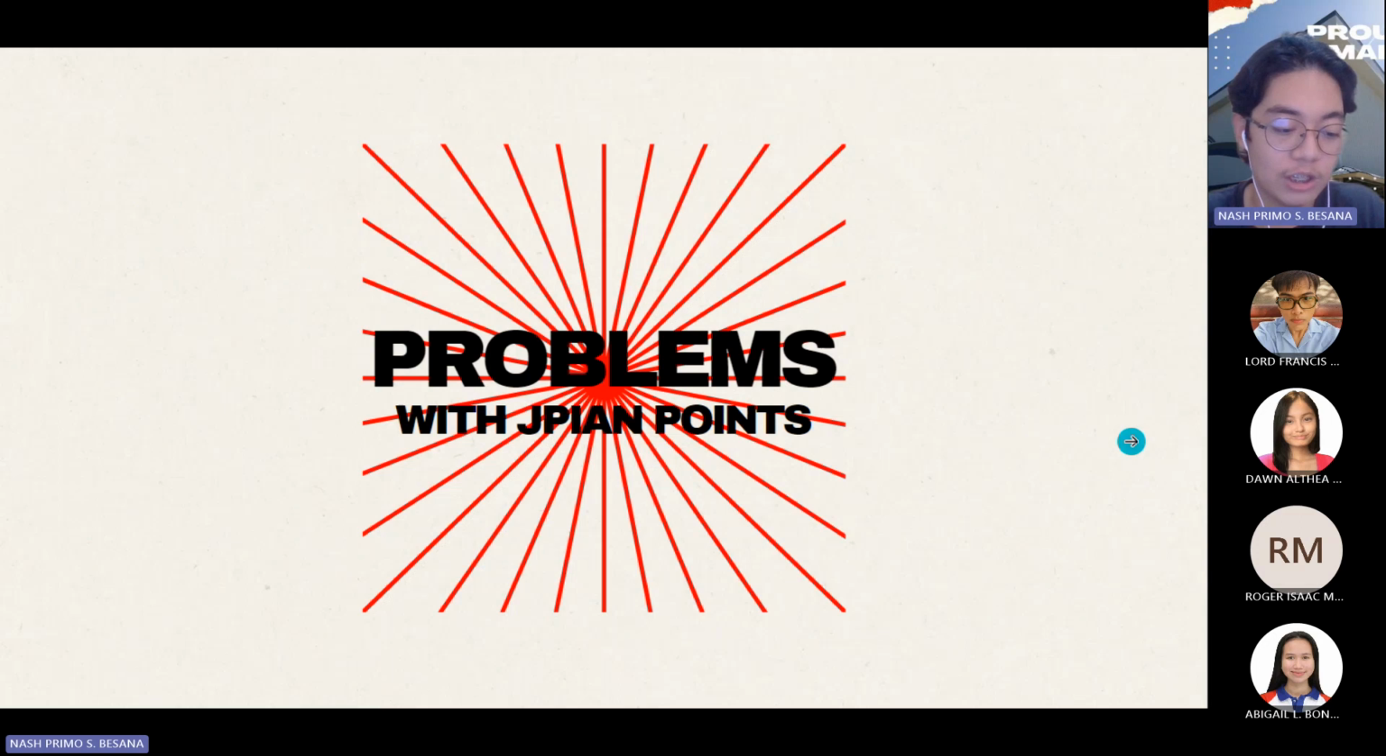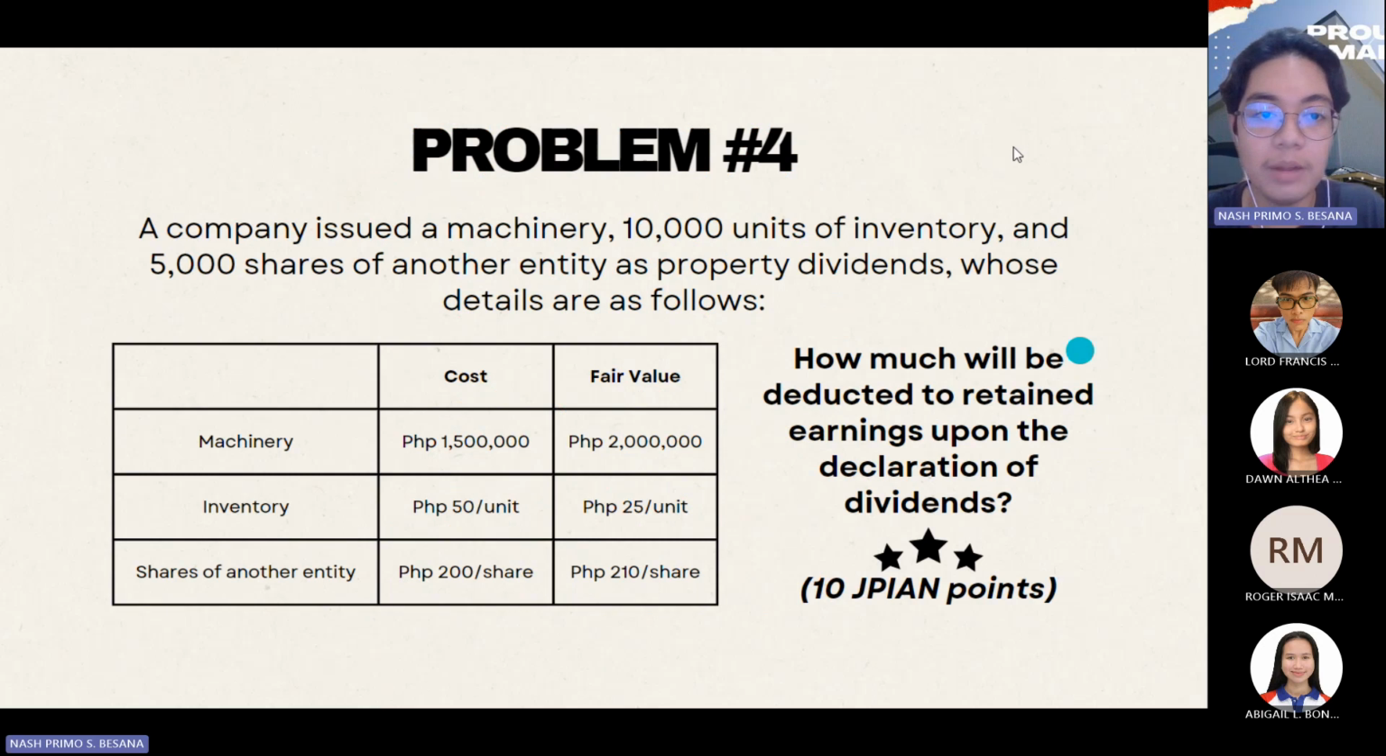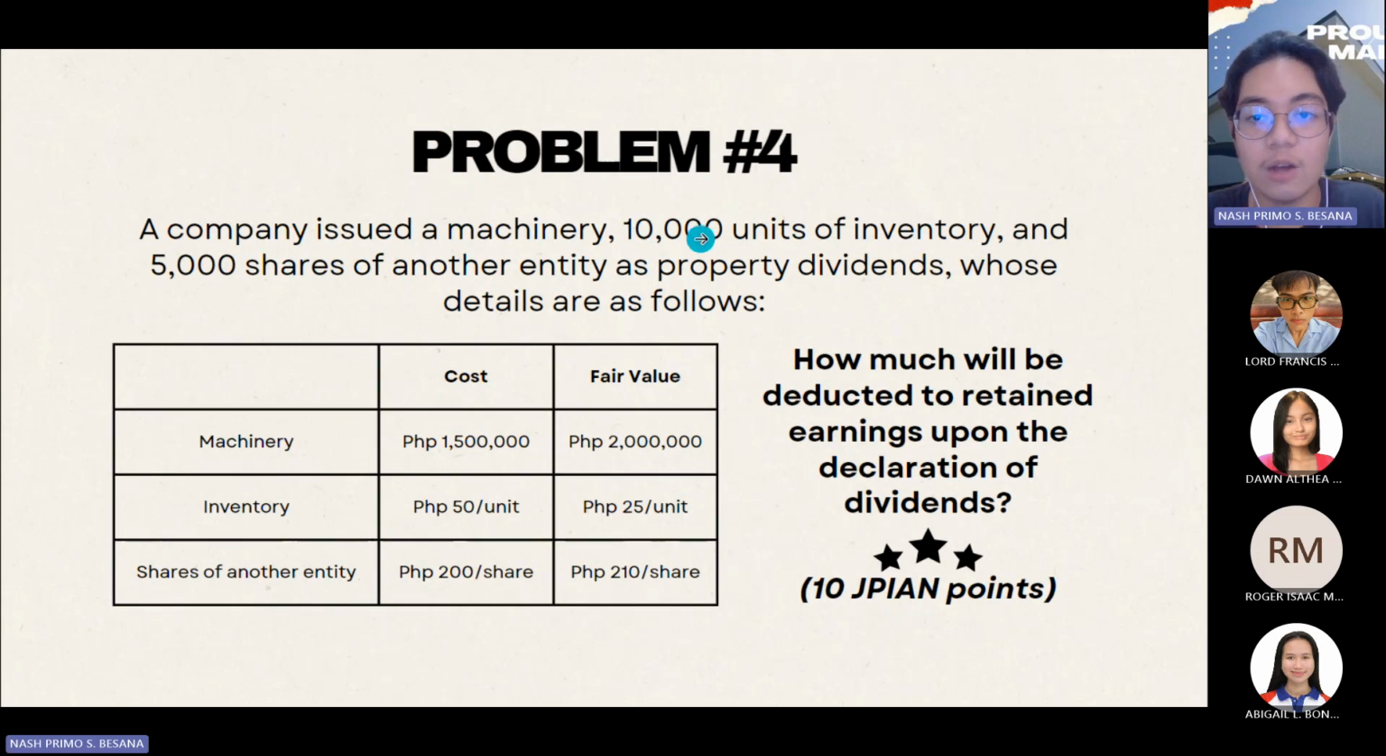So for our first question, again, if you want to answer, you may raise your hand after the time and then turn on na lang yung microphone. So first question, a company issued machinery, 10,000 units of inventory, and 5,000 shares of another entity as property dividend. So sobrang yaman nila, nagbigay sila ng machinery, nagbigay sila ng inventory, nagbigay pa sila ng shares as property dividends, whose details are as follows.